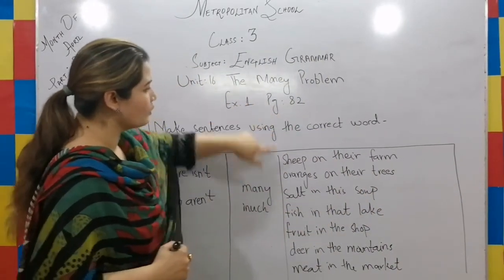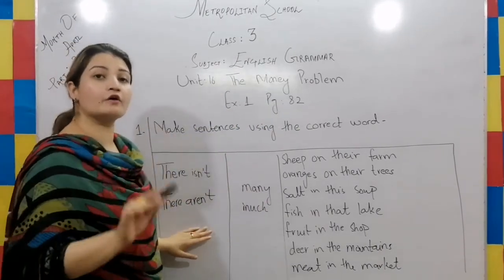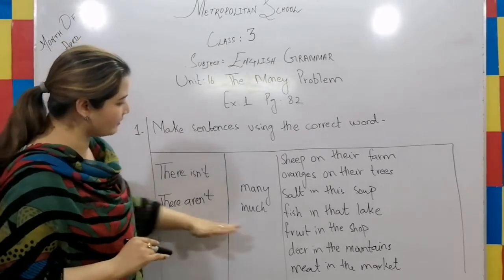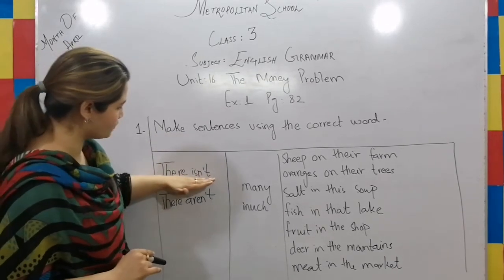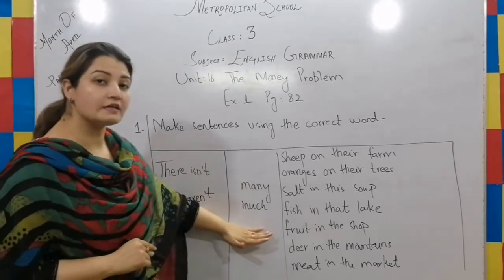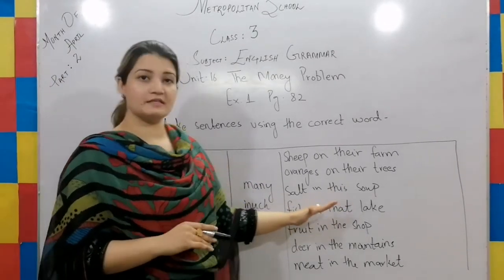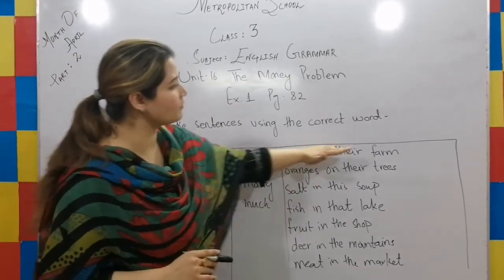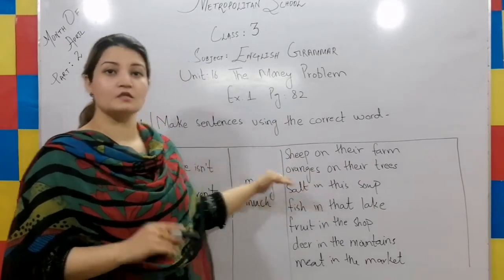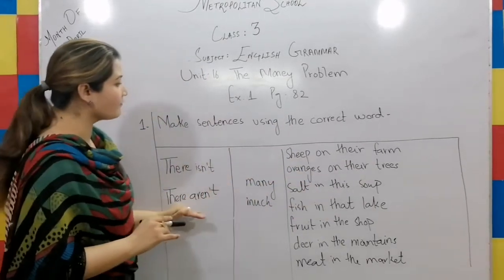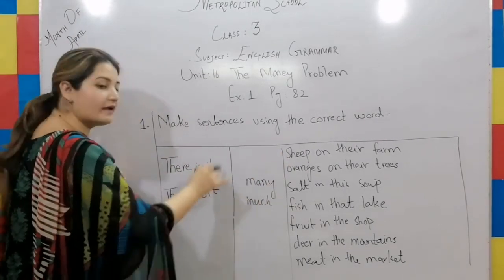If you open this page, you will find this exercise on the given page and then you have to do this work in your copies. Dear students, basically there are 3 columns given in this exercise. In the first column, there is given there is not, there are not. In the second column, there is given many or much, and in the third column, some phrases or some sentences are given. For example, sheep on their farm, oranges on their trees. These are some incomplete phrases. So we have to match them and make a proper sentence. At first we have to match with the correct phrases and then we have to make the sentences.